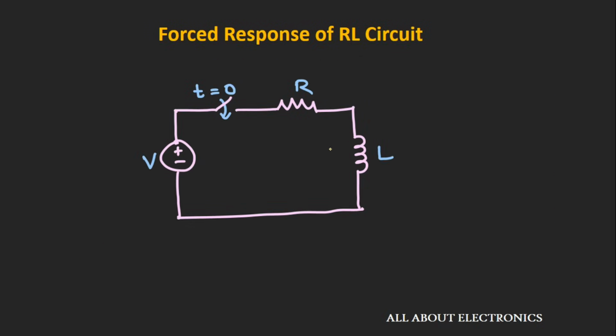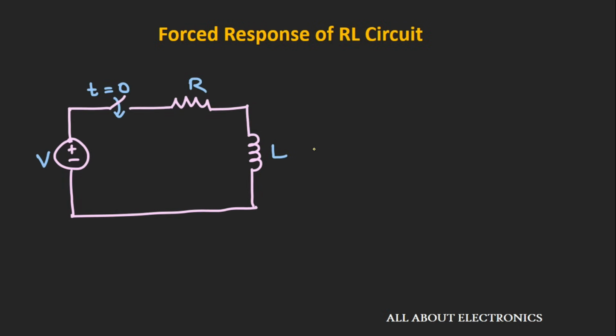In this circuit, we are providing a DC excitation to this RL circuit at time t is equal to 0. Before this time t is equal to 0, we are assuming that there is no energy inside this inductor. As soon as the switch gets closed at time t is equal to 0, the voltage will get applied across this inductor and current will start flowing through this circuit. So at time t is equal to 0 plus, the equivalent circuit will look like this.